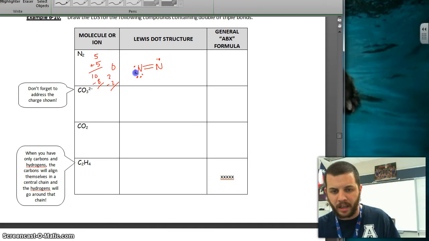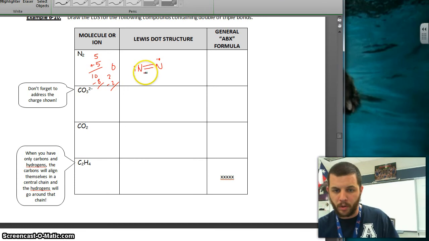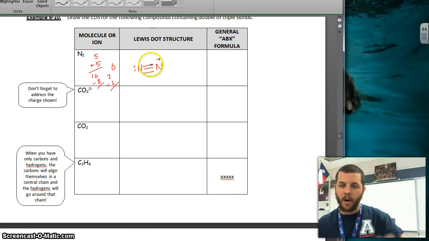So I'm going to take these electrons now and swing them on in here to form what's called a triple bond. So now I'm going to get rid of these again. Okay, and I'm going to draw a triple bond. So now I've got 1, 2, 3, 4, 5, 6, 7, 8. He's happy. 1, 2, 3, 4, 5, 6, 7, 8. That nitrogen's happy. We're all happy.